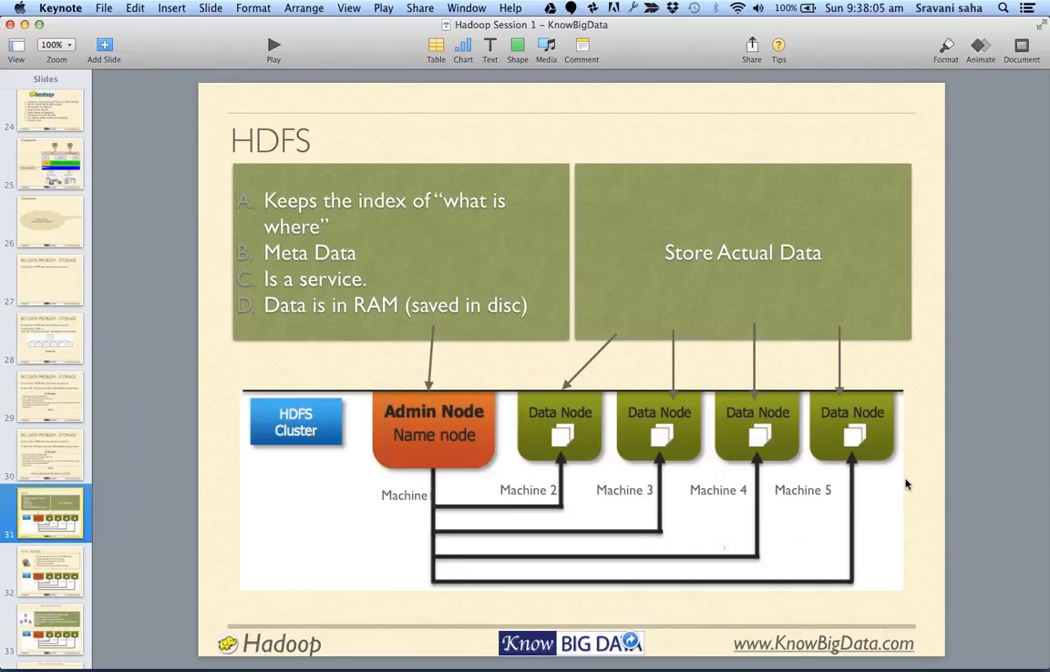Okay, Vidyananda is asking if I can explain the scalability once again.